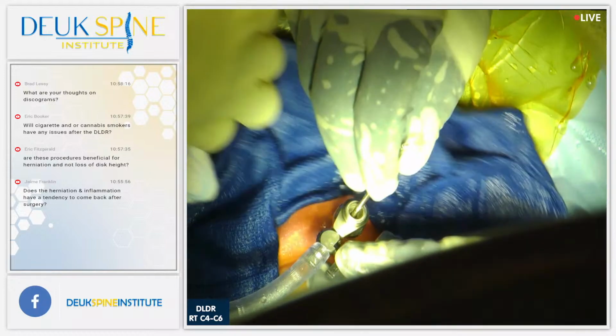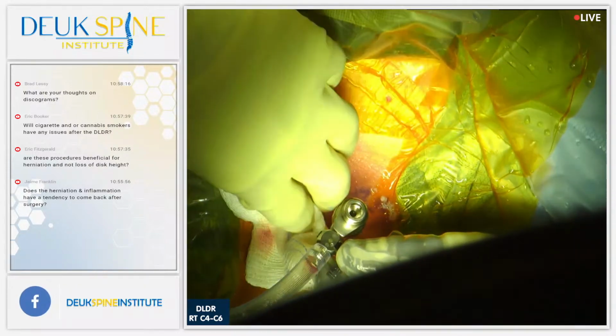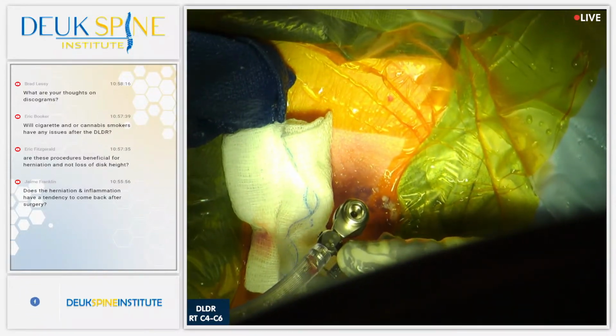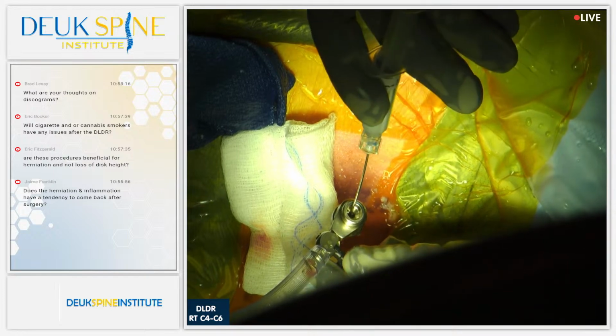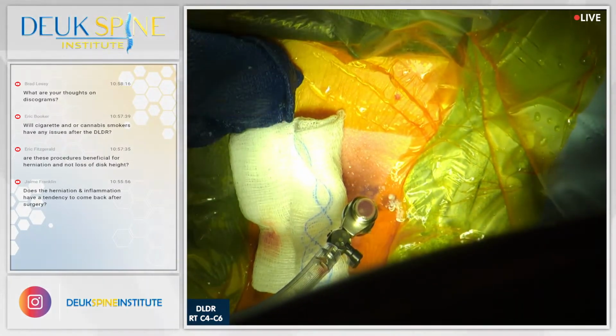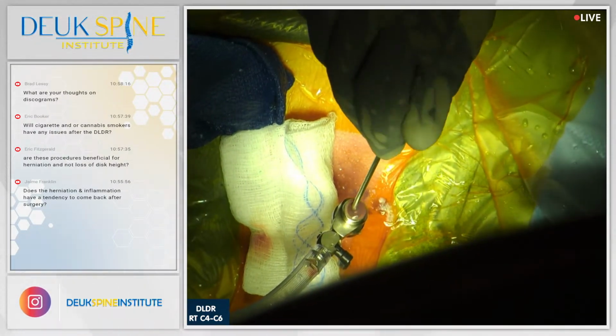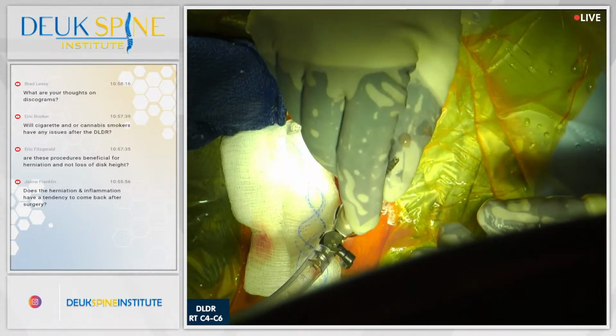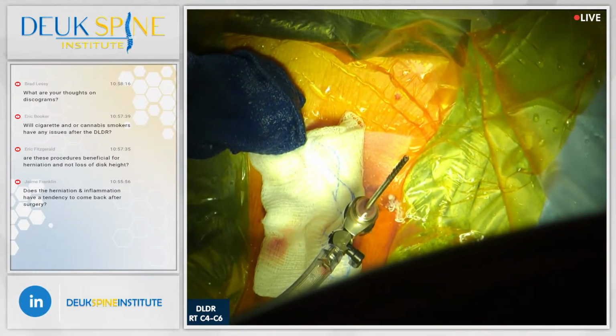At this point, we're done with C5-C6. We're going to move up one disc to C4-C5 because this patient needs 2 discs fixed. And that should get rid of 90% or more of his pain.